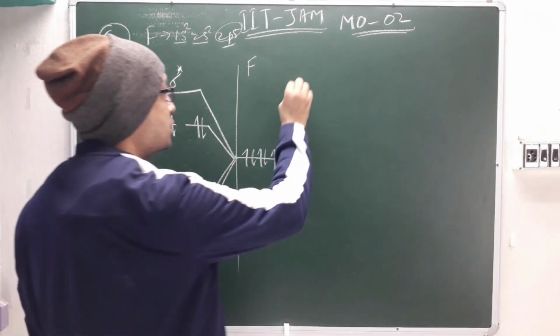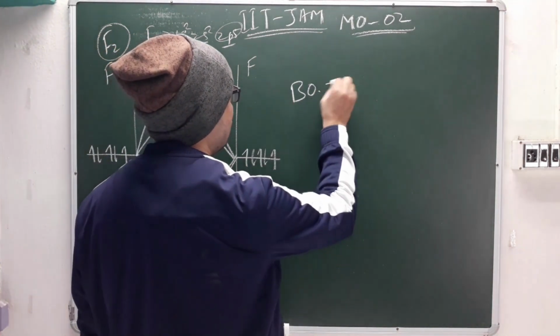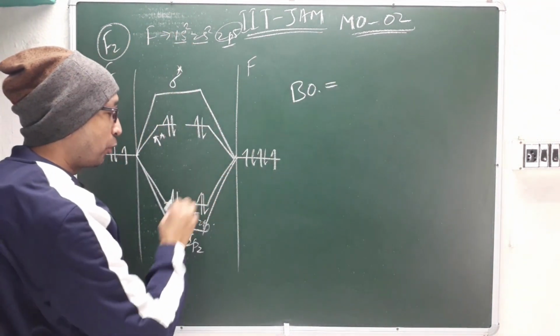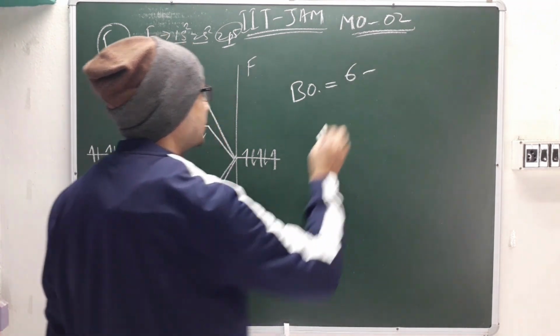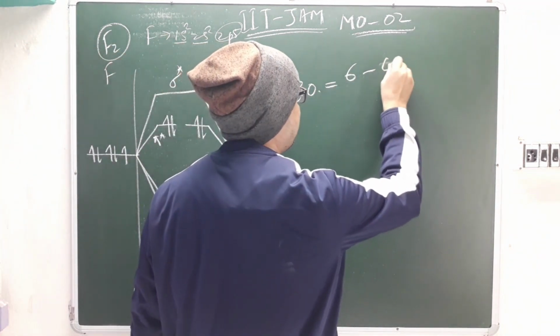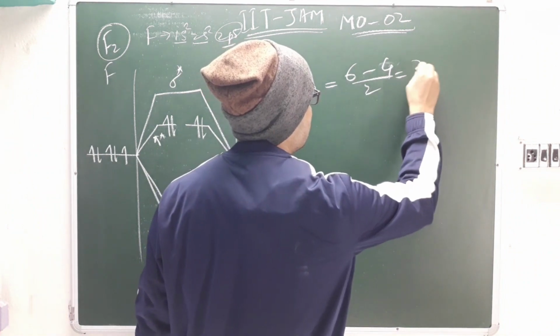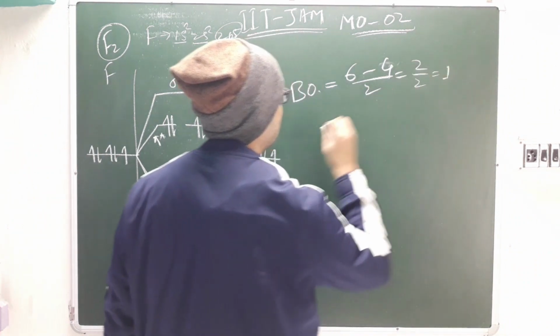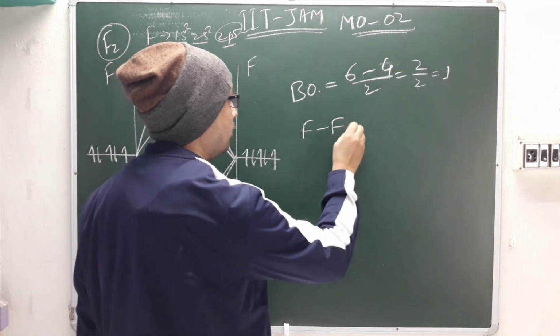Now bond order. What is the bond order here? Number of electrons in bonding, how many are there? 6, minus number of electrons in anti-bonding, how many are there? 4, divided by 2. It will be 2 by 2, which is 1. So between fluorine and fluorine only one bond is there.